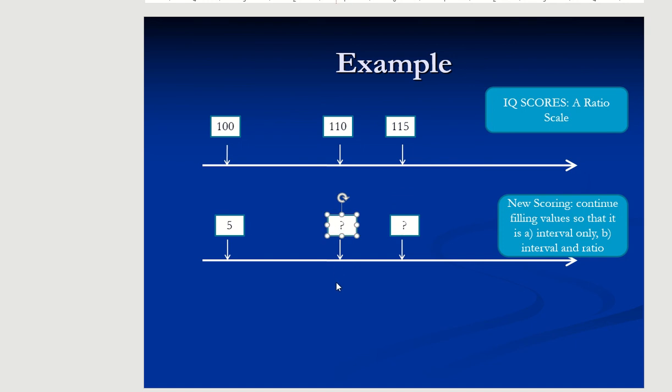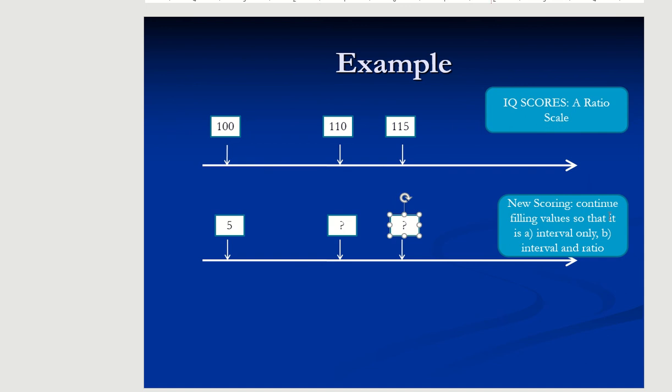So let's say you decided that this is going to be, let's say, 6. If you decide that this is going to be 6, the distance between 5 and 6 is 1 point. So you add to 6 half that distance, which is half, and therefore this has to be 6.5 to get an interval. Okay?